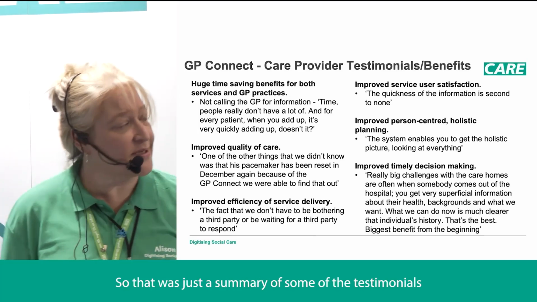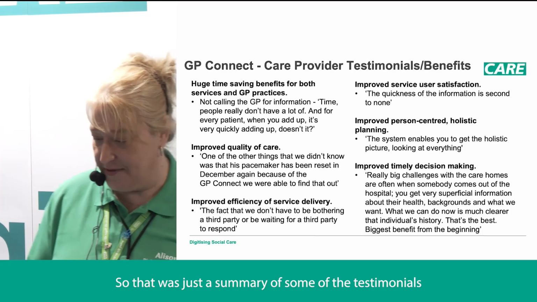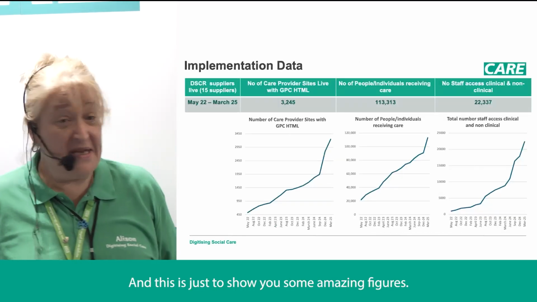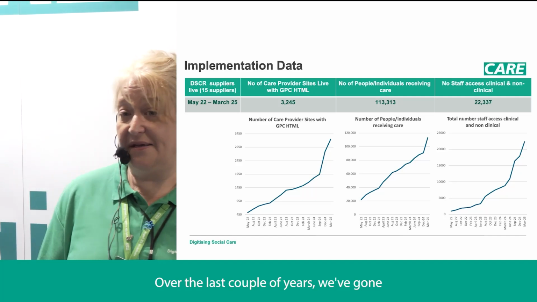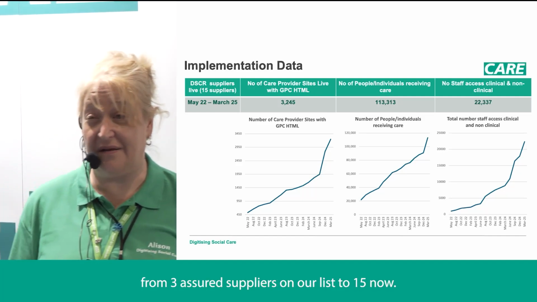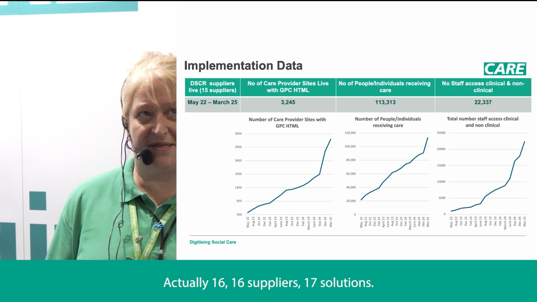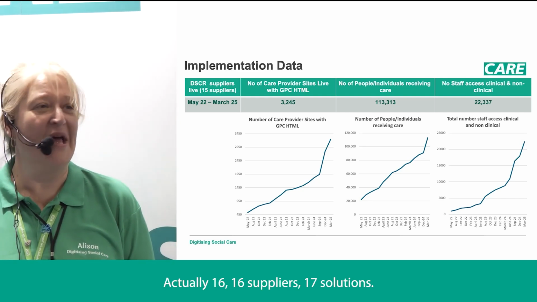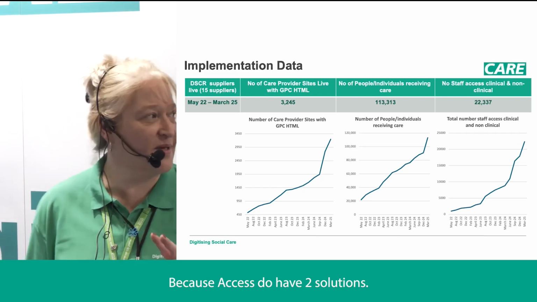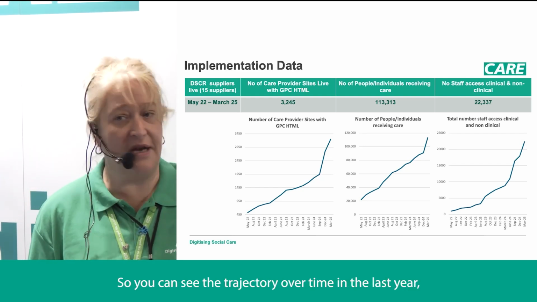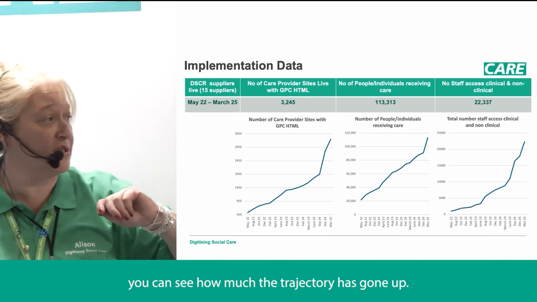So that was just a summary of some of the testimonials that obviously I've had over the last couple of years. And this is just to show some amazing figures. Over the last couple of years, we've gone from 3 assured suppliers on our list to 15 now. Actually, it's 16. 16 suppliers, 17 solutions, because Access do have 2 solutions. So you can see the trajectory over time. In the last year, you can see how much the trajectory has gone up.